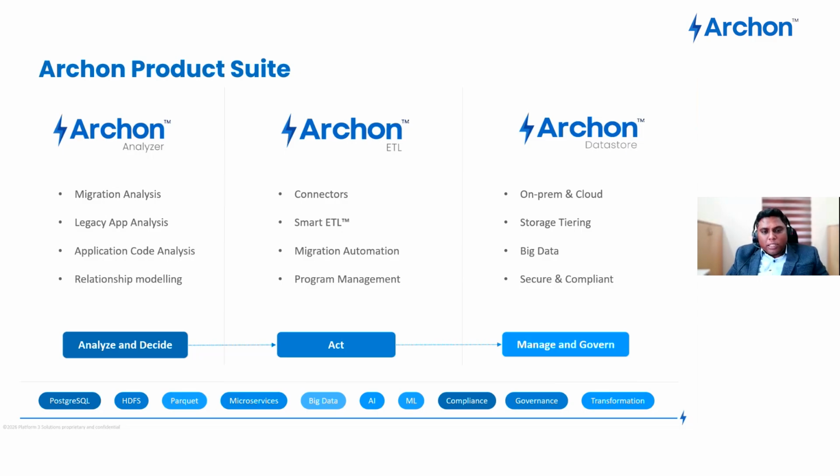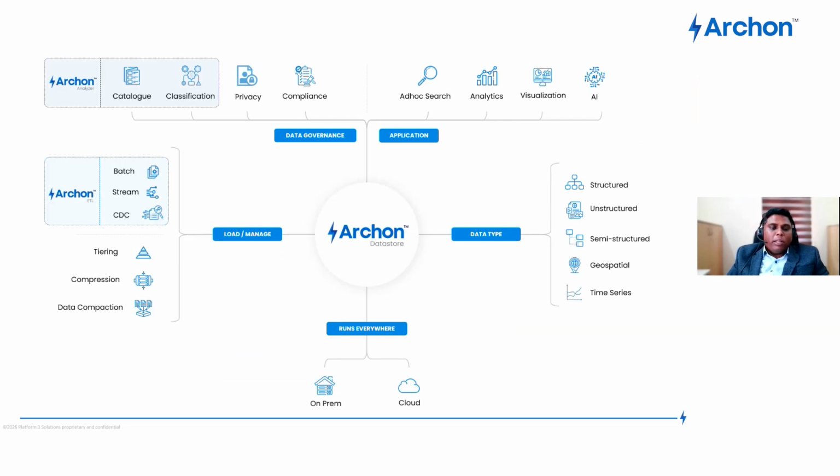All right, so that is a very high level introduction about our product offering, and probably I will spend some time on this particular depiction on how all the product suite come into picture in an enterprise archival situation. So Archon Analyzer on the top left, you will be able to see where that particular tool will help us to catalog the data, right?